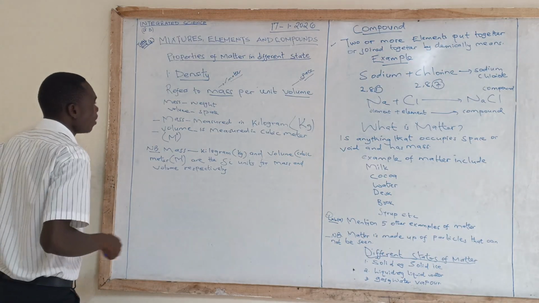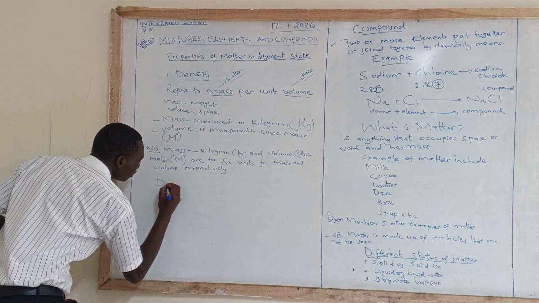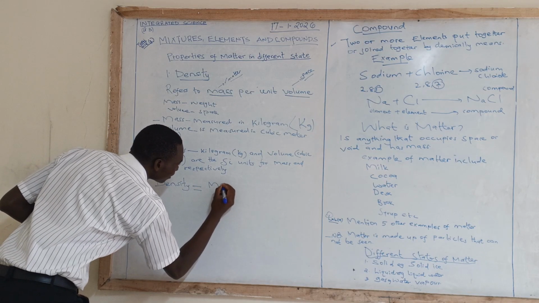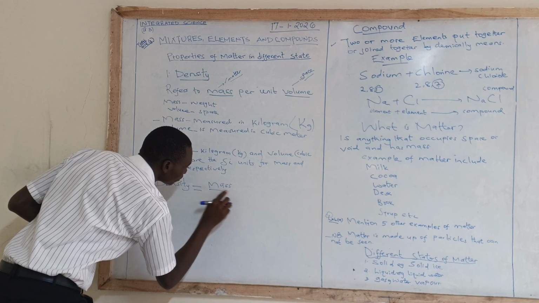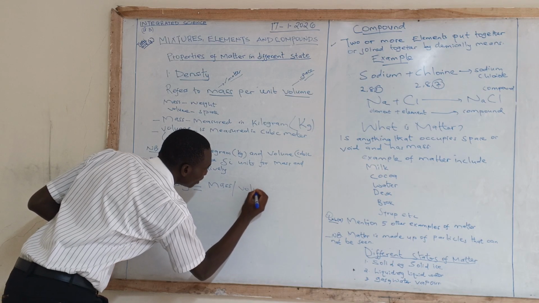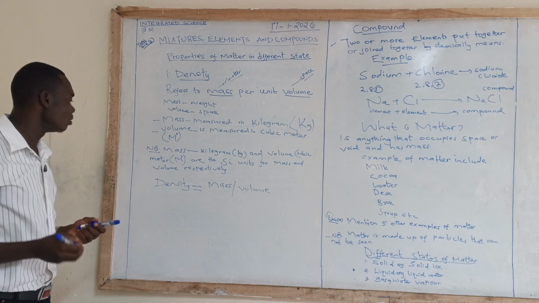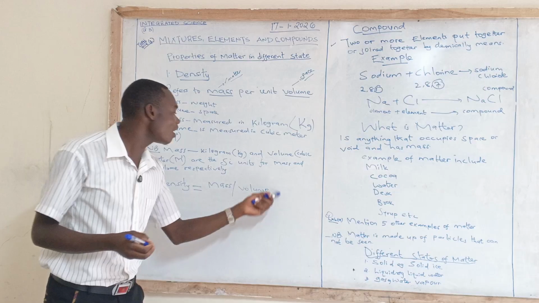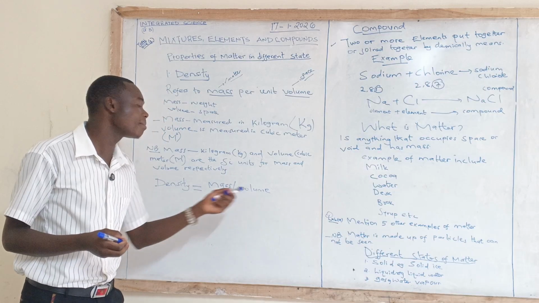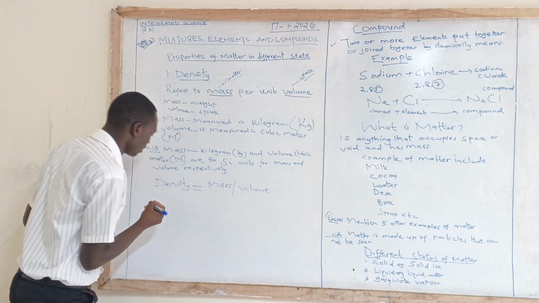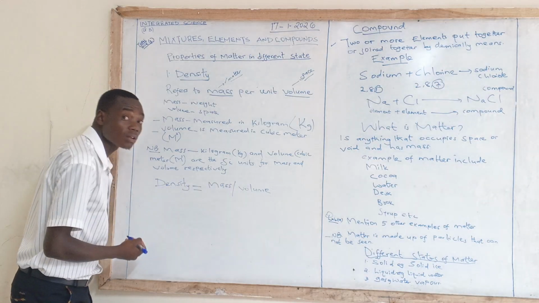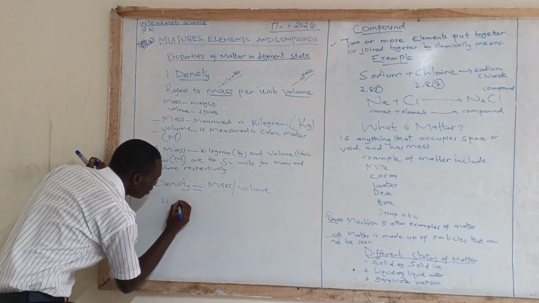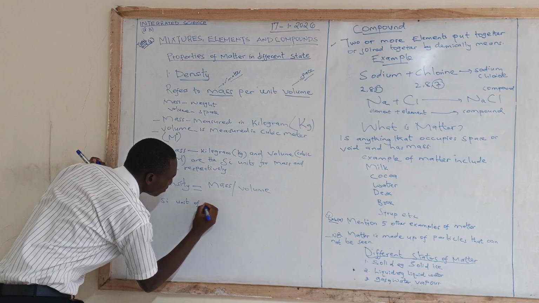Now back to density. We know that density is mass per unit volume. Mass per unit what? Volume. So this is the meaning of density. You have mass and you have volume, the amount of space occupied by matter. So that is it. Density is mass per unit what? Volume. Yes.